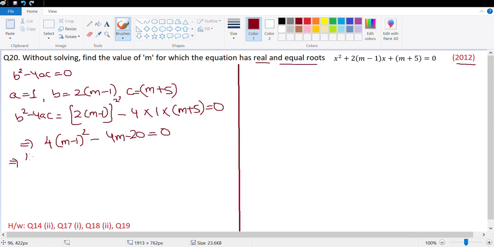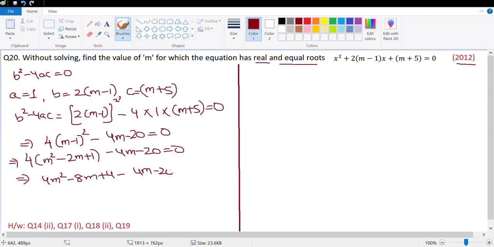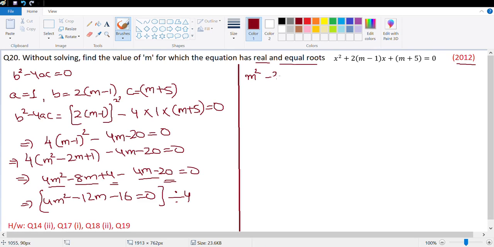Let's open this bracket. So 4 times m square minus 2m plus 1 minus 4m minus 20 is equal to 0. This gives us 4m square minus 8m plus 4 minus 4m minus 20 is equal to 0. So this is 4m square, 8m and 4m, that's negative 12m, and 4 minus 20, that's negative 16, is equal to 0. I notice all three elements have 4 in common, so let's divide this by 4. So what we get is m square minus 3m minus 4 is equal to 0.